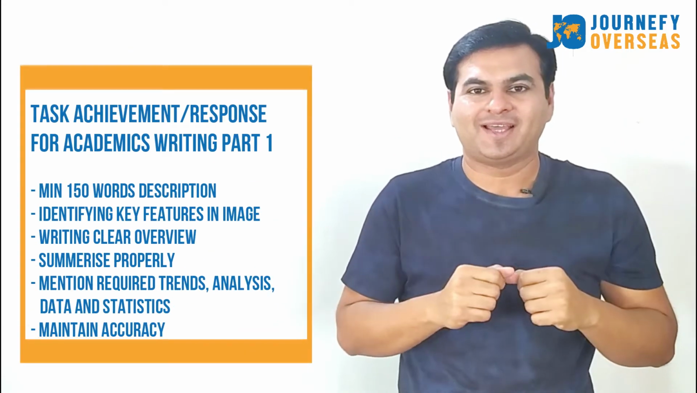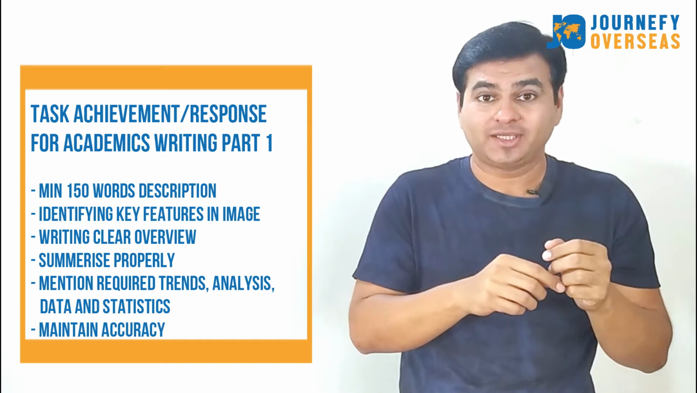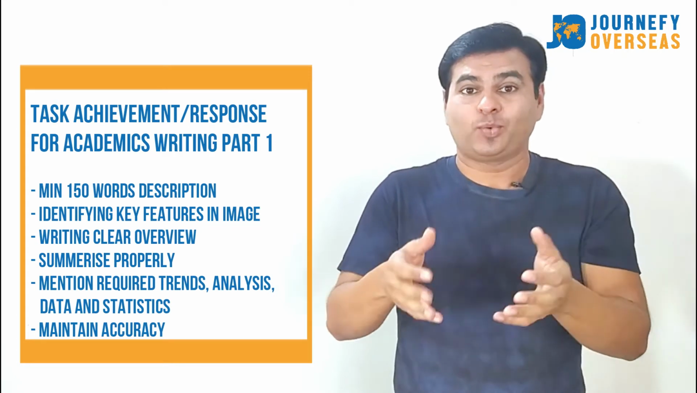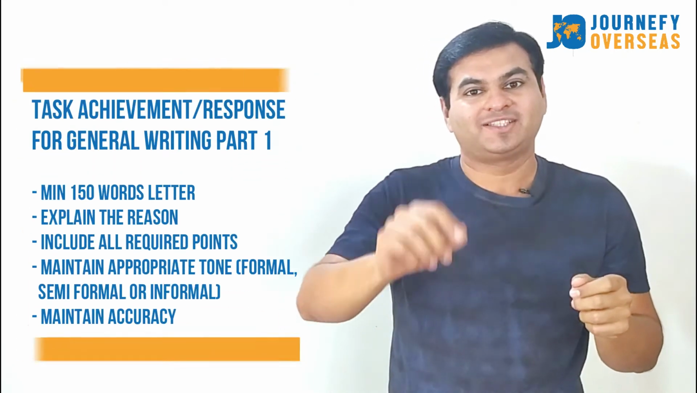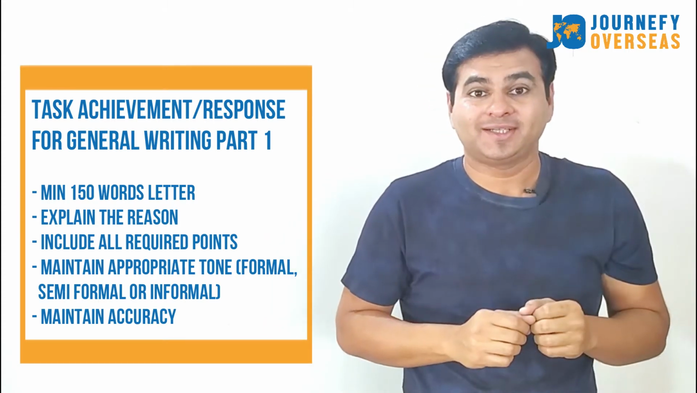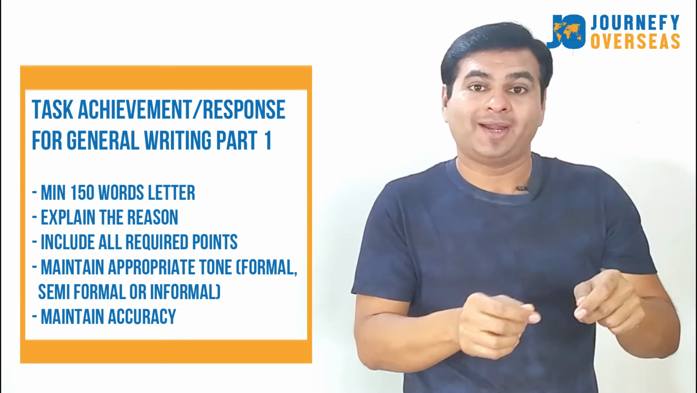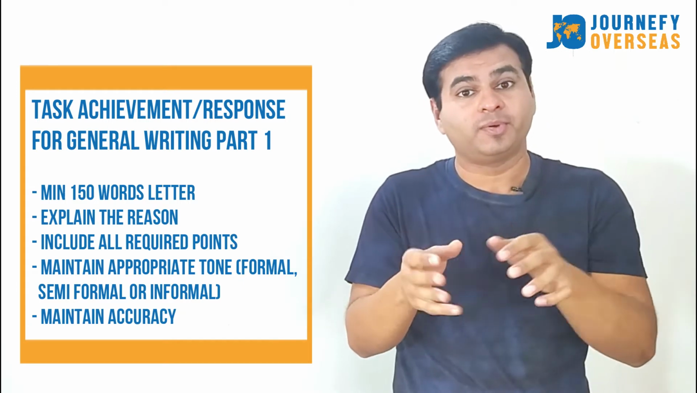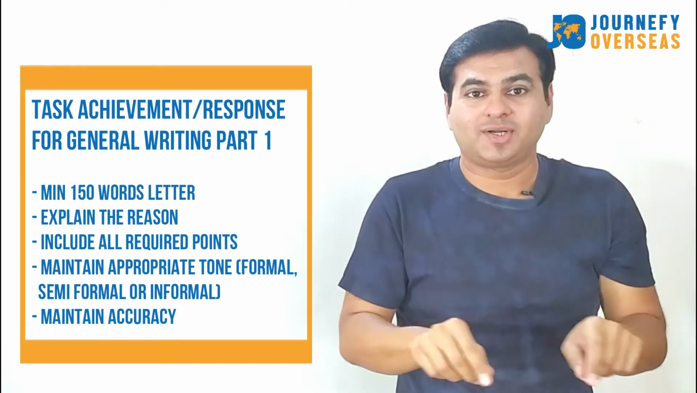First is task achievement and task response, which simply means how accurately you are performing the task within the given time. In academic writing task 1, you need to analyze the given image. So here, how accurately and logically you summarize the image with proper trends, data, analysis and statistics is what is considered in task achievement. In IELTS general writing task 1, you need to write a letter. Here it depends on how organized your letter is, whether you have answered all the required concerns, and how the tone of the language is, whether formal, semi-formal or informal, based on the given topic. This is what is considered task achievement in general writing task 1.